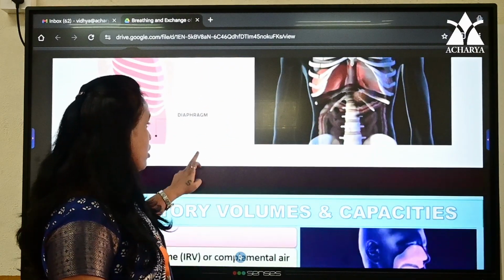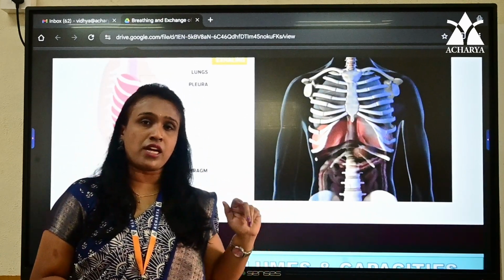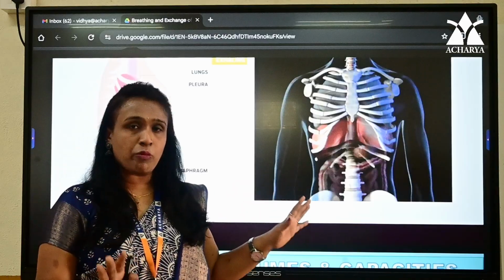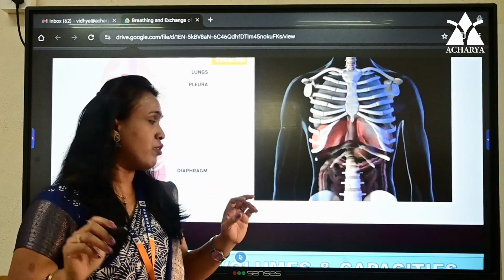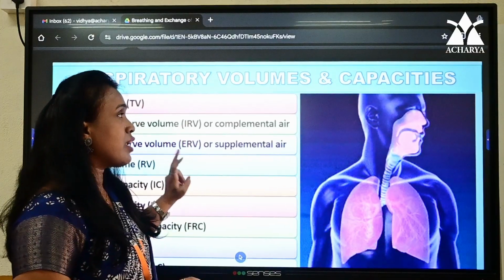So, what is the shape of the diaphragm here? The diaphragm is attaining its normal shape. As per our NCERT textbook, it is normal shape. Normal shape means it is dome shaped. Okay, then next, coming to the respiratory volumes and capacities.